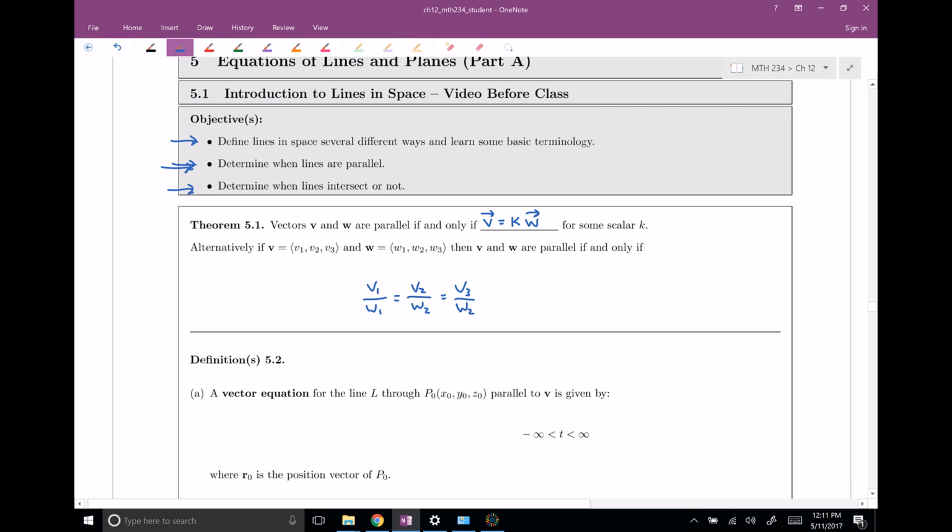So if they're all equal to each other, great, they're parallel, excellent. If one of them's different, or two of them, or whatever, if at least one of them's different, then the claim is they're not parallel. And we'll see how to use this when we get to some examples.